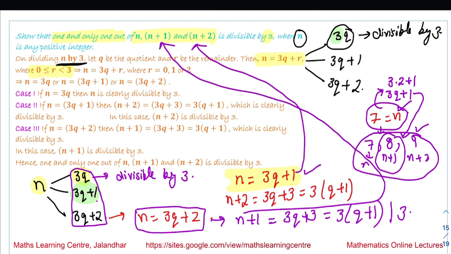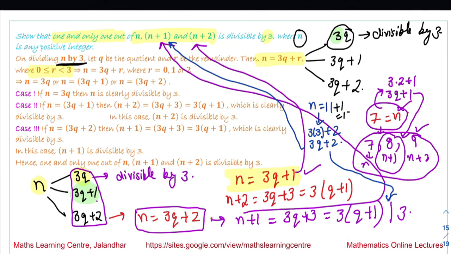In place of this, suppose I am talking about n is equal to say 11. Now what will we have? You can write it as 3 into 3 plus 2. So this number is of the form 3q plus 2. And when it is of the form 3q plus 2, I am talking about this case over here. It means for this number, n plus 1 is divisible by 3, and n plus 1 is equal to 12, and it is divisible by 3. This is what we are proving in this question.